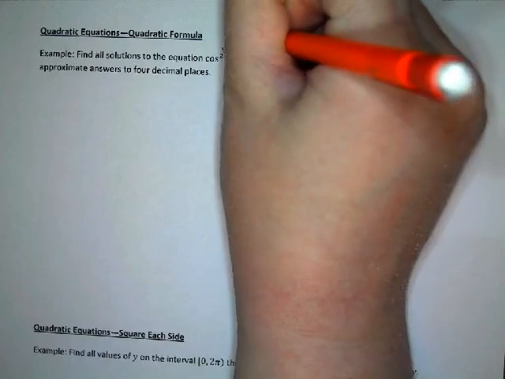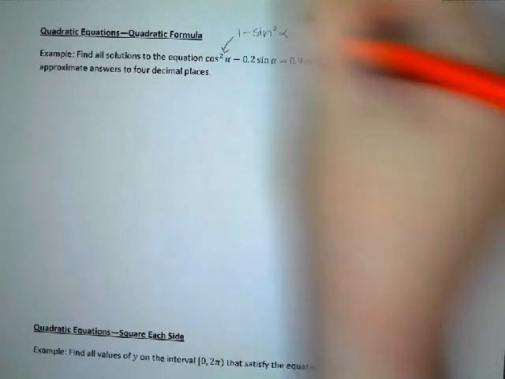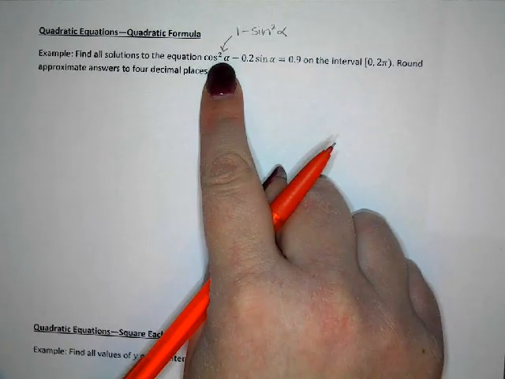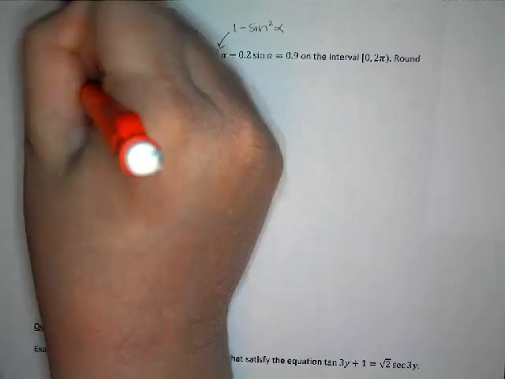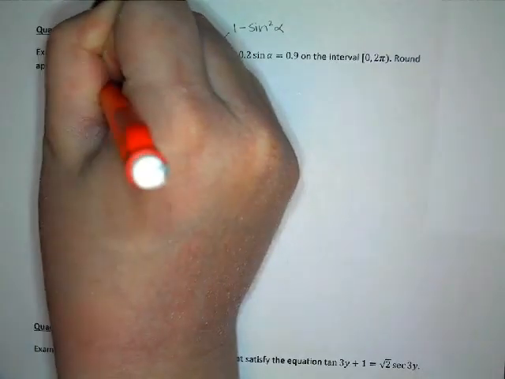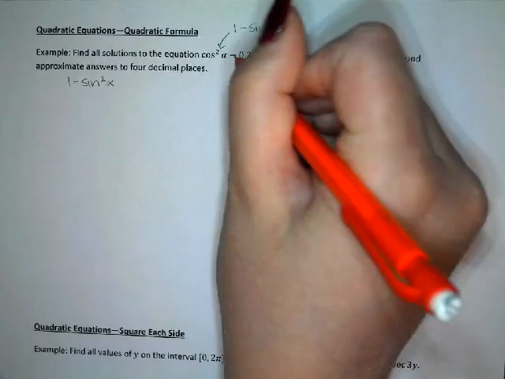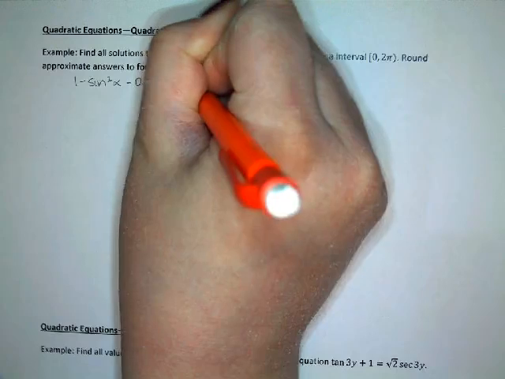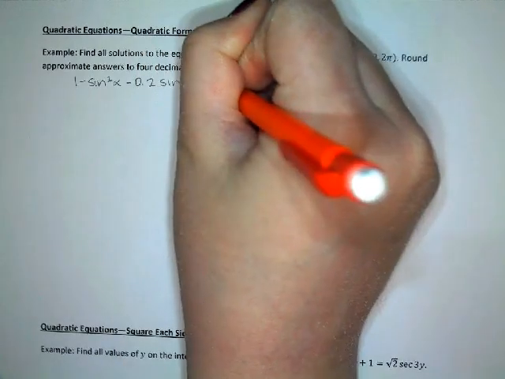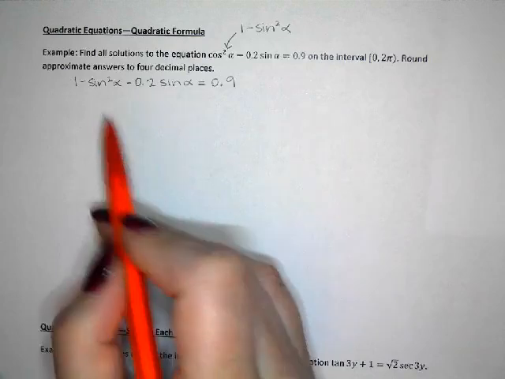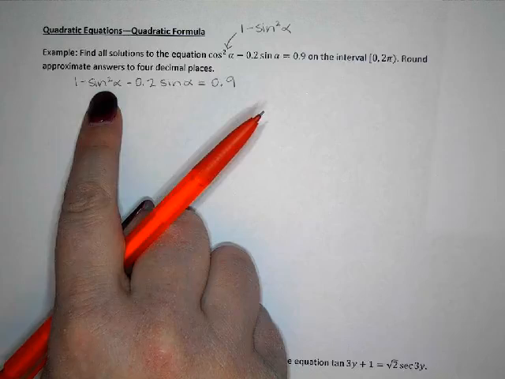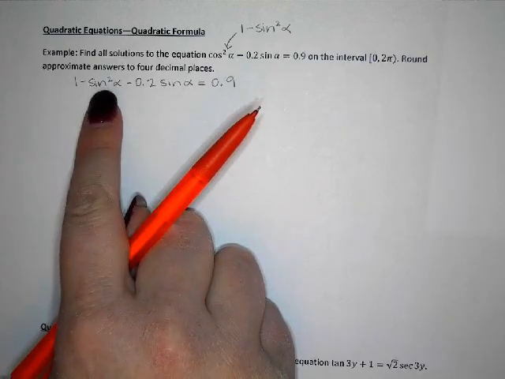And so the first thing we're going to do is take that cos squared and replace it with 1 minus sine squared. So I end up with 1 minus sine squared alpha minus 0.2 sine alpha equals 0.9. And then whenever I work with quadratics, that x squared term, or in this case, the sine squared term, I always prefer for that term to be positive. It's just a little bit easier to factor if the leading term has a positive coefficient.